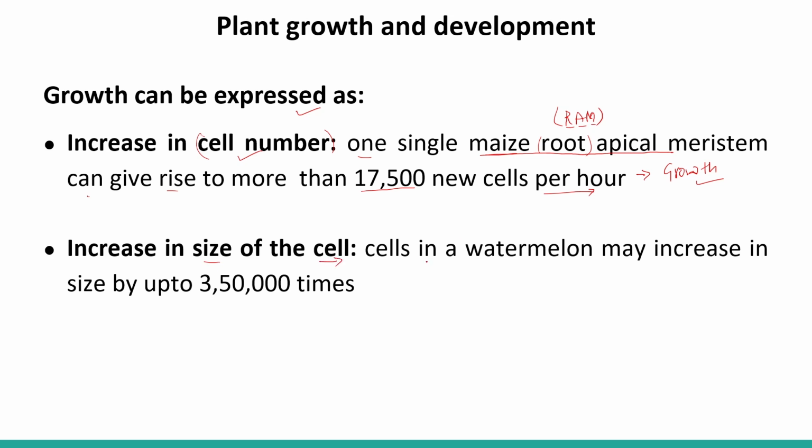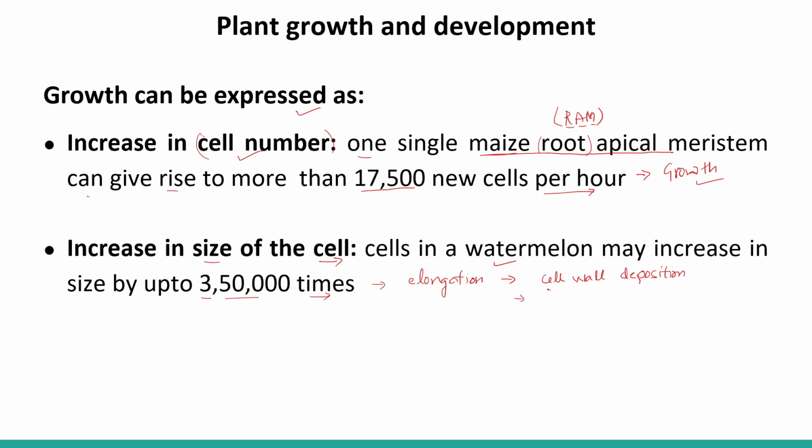Now, second is the increase in the size of the cell. An example can be watermelon. The cells in a watermelon may increase in size up to 350,000 times. So this is an example of increase in size of the cell, or you can say there is elongation of the cell. And what happens during elongation? There is cell wall deposition. New material is deposited in the cell wall.